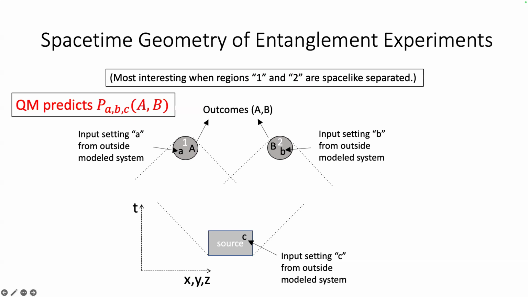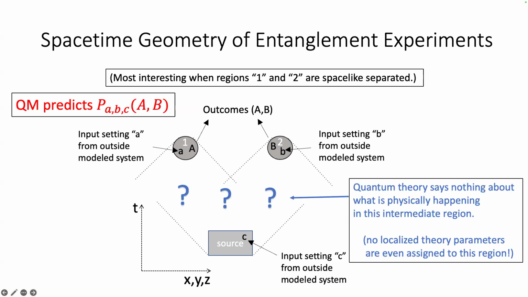But now, Bell said, well, let's fill this in. And since quantum theory doesn't say anything about it, it's hidden. These are hidden variables. Something is happening in here. I don't know what it is. Let's model it. Let's add that to the model.